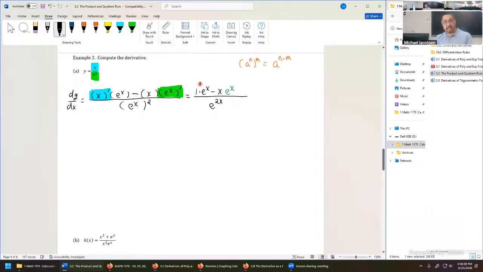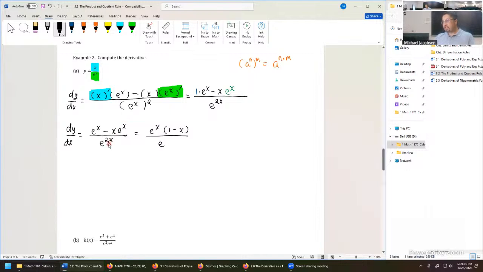We definitely want to simplify 1 times e to the x. That's not a good form to leave it in. You want to just write it as e to the x itself. So dy dx is now e to the x minus x e to the x over e to the x, excuse me, e to the 2x is a better way to say that. There's e to the x's everywhere, so that means it reduces. We can factor out an e to the x, leaving behind 1 minus x.